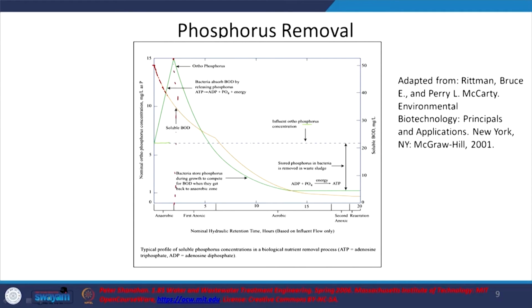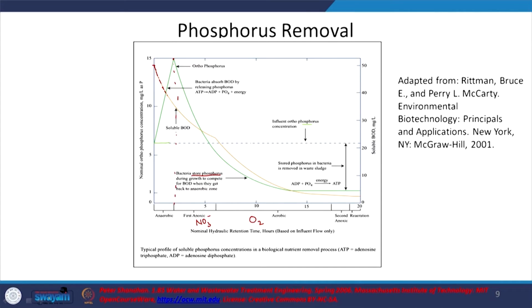After that, anoxic conditions, you will have nitrate as the electron acceptor. So, now you have what we say respiration in a way, and here O2 as the electron acceptor, and during this phase what is going to happen? Obviously, phosphorus is going to be taken up. Bacteria will store phosphorus during growth to compete for BOD when they get back to the anaerobic zone.